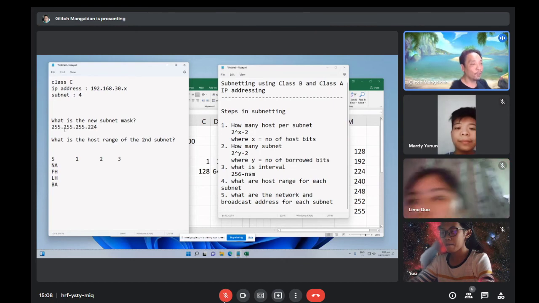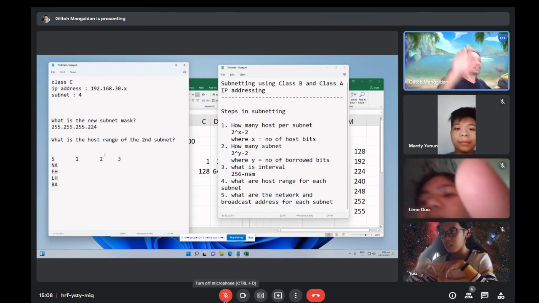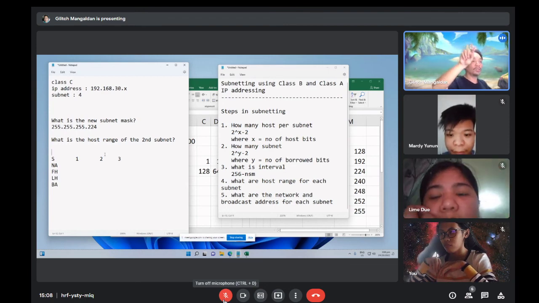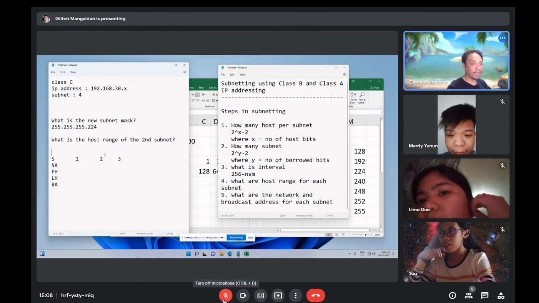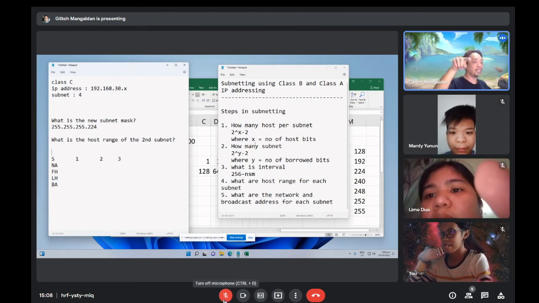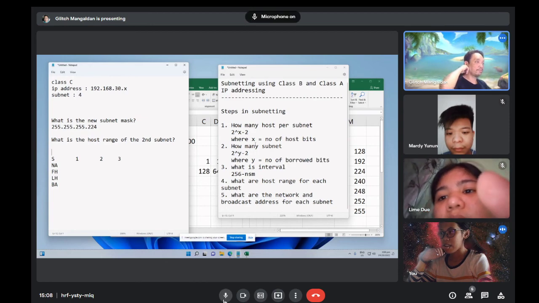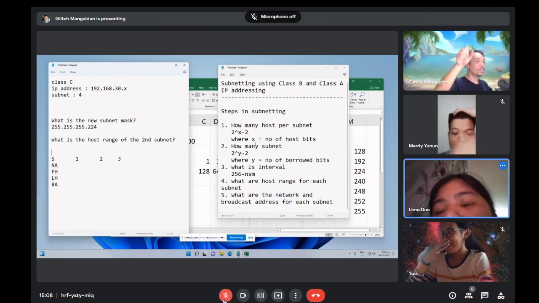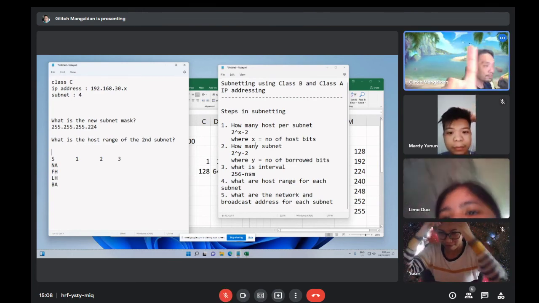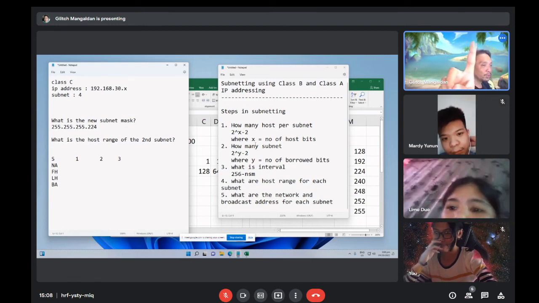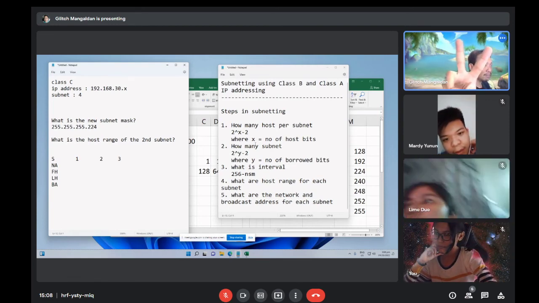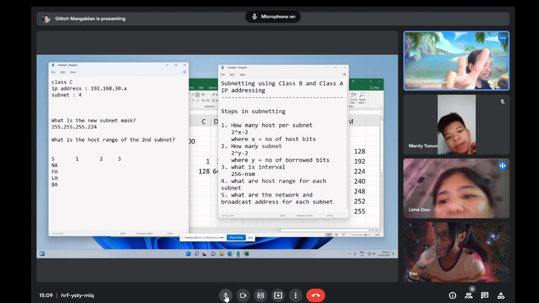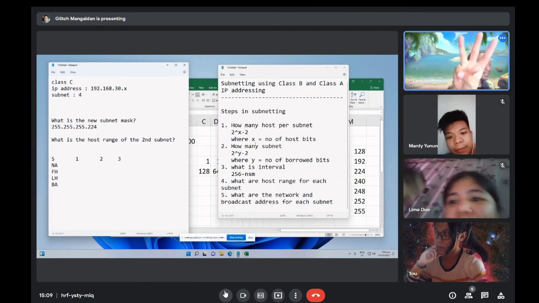Okay, ngayon, kukunin na natin yung host range. Para makuha natin yung host range, kailangan natin ng interval. So, 256. Diba? Ito, yung get the interval. 256 minus 224. 32. Okay, .32. That's 32. Okay. Yung .32, yan yung first subnet. First subnet, .32. Second subnet, 64. Third subnet, 96.